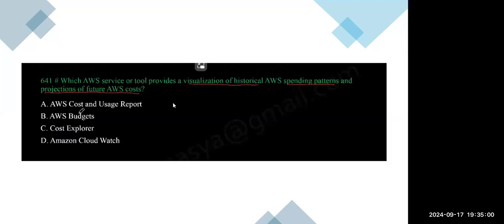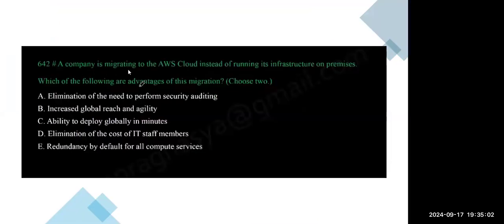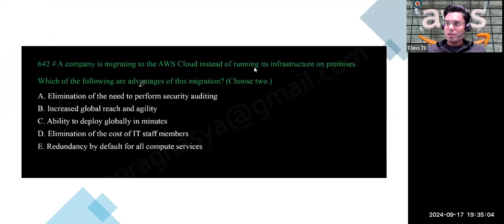Okay, I got it. Okay, so now a company is migrating to the AWS cloud instead of running infrastructure on premises. Which are the following advantages? Now the company is on-prem, so they are migrating to the cloud. So what are the advantages? Choose two.